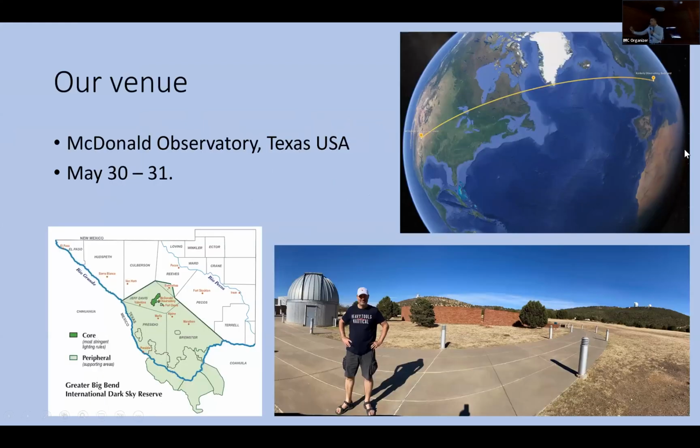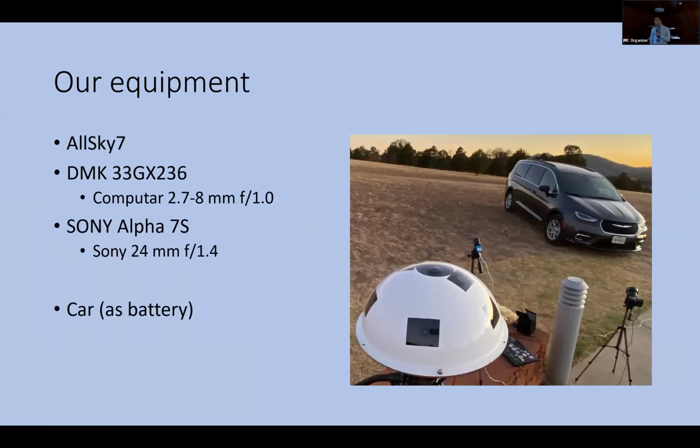Our venue was the McDonald Observatory in Texas. They had a long flight, and why is this so good? As you can see over there, it's in the middle of a dark sky area. So the visible limiting magnitude was around 7 magnitudes, and we think that with our instruments we picked up stars and meteors around 8 magnitude in brightness. So dark skies were a priority.